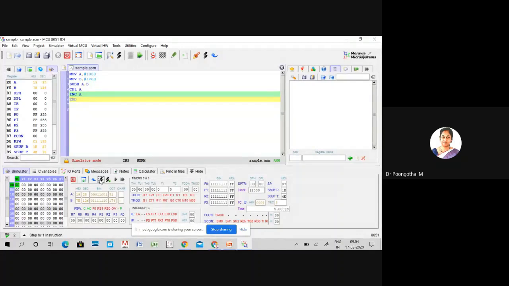And next, 1A. What is the decimal equivalent for 1A? 26. Okay, so look here. Carry is set. Carry is indicating that after subtraction, the number is a negative number. And overflow is reset because the signed number is within the range. So overflow flag is reset and parity is set. Okay, is it clear?